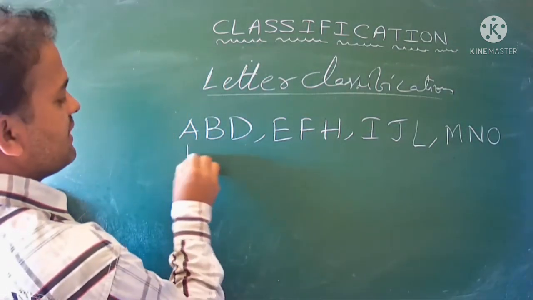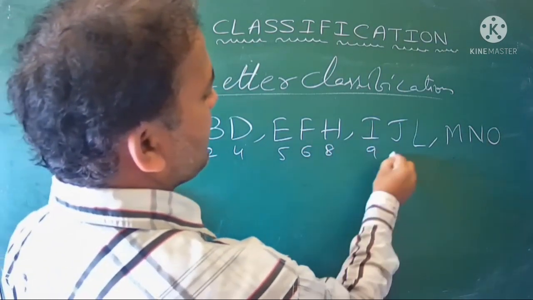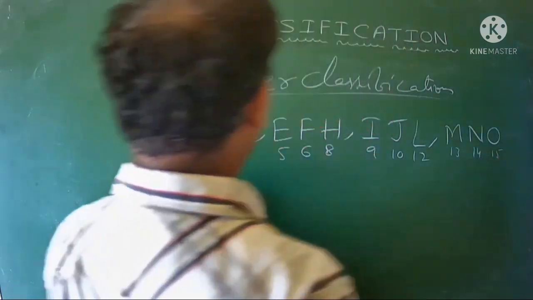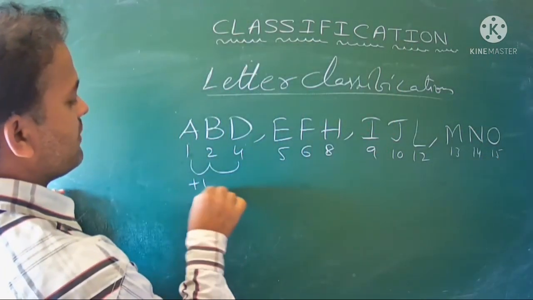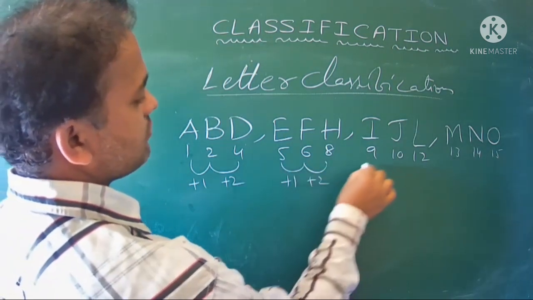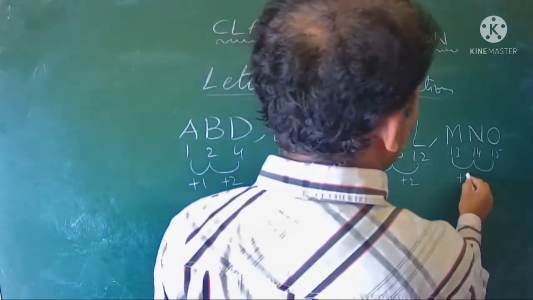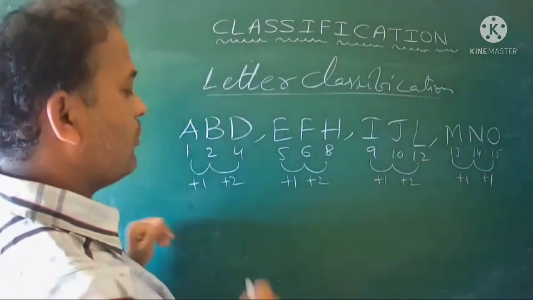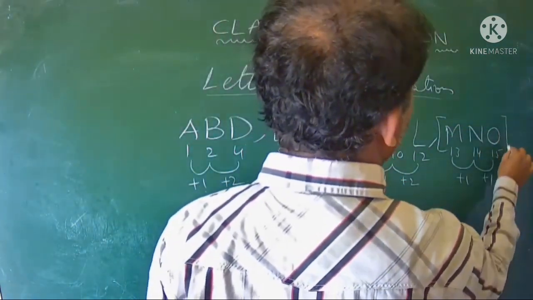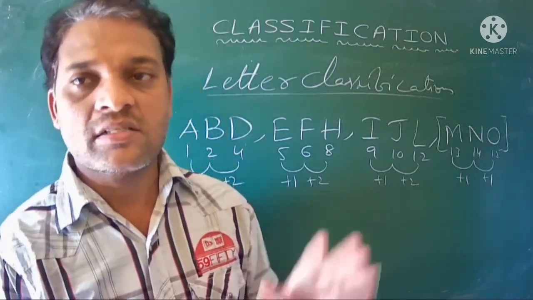First give numbering: A1, B2, D4, E5, F6, H8, I9, J10, L12, M13, N14, O15. So here in this, both are plus 2 and plus 1 relation, here plus 1 and plus 2 relation, here plus 1 and plus 1 relation. Now here all are plus 1 plus 2 relation. Here M and O is called plus 1 relation. So this is letter classification.